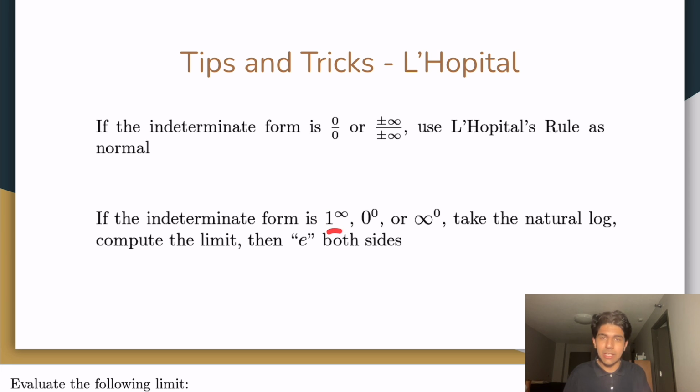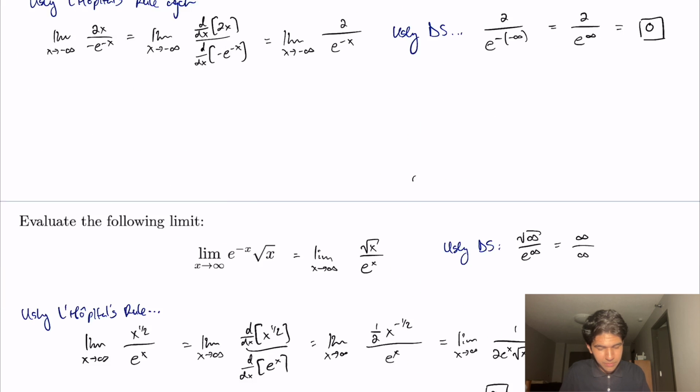Like, why would this be indeterminate? I really encourage you to research this and see why it's the case. It's quite interesting to learn about, and you may see the example that we're doing in the explanation for it. But indeed, this is indeterminate. So my tip says that you take the natural log, compute the limit, then e both sides.